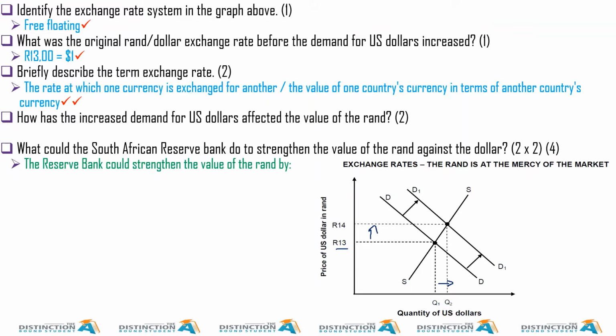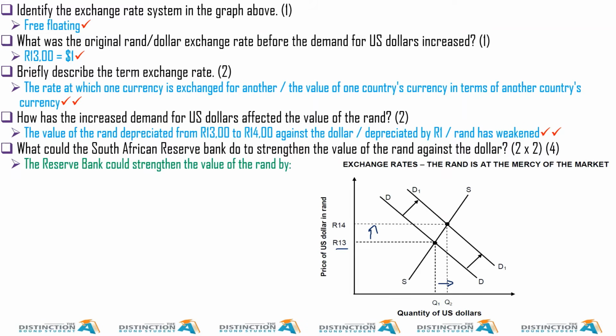As simple as that. For example, rands to dollars, pounds to euro. How has the increased demand for US dollars affected the value of the rand? The rand has depreciated, like we said before. It has depreciated from 1:13 to 1:14.